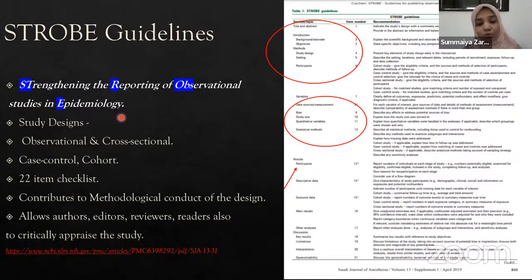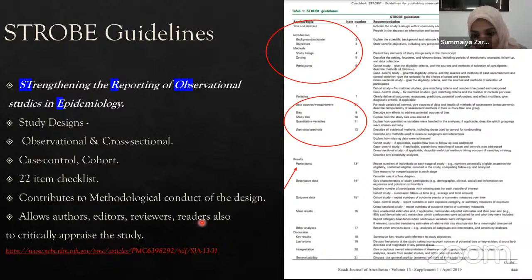So you cannot use this for a randomized control trial. You cannot use this for doing critical analysis for a systematic review. The study design is completely different. Okay, so you're going to use it only for your observational studies, and it allows authors, editors, reviewers, and readers to critically appraise the study.